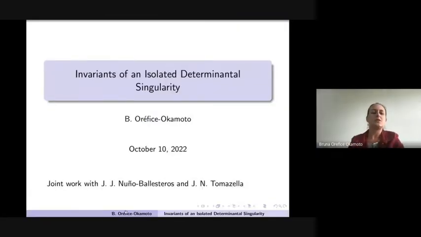Okay, so this is a joint work with Juan José Nuño-Ballesteros from Universidade de Valência and with João Nivaldo Tomazella from UFSCar.